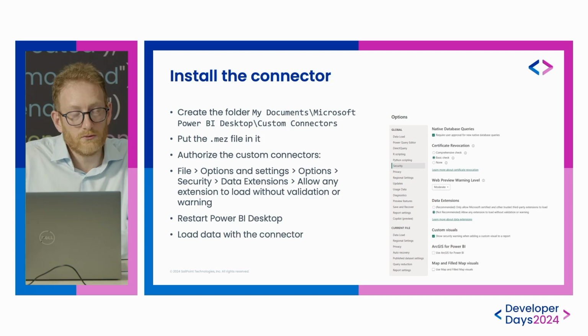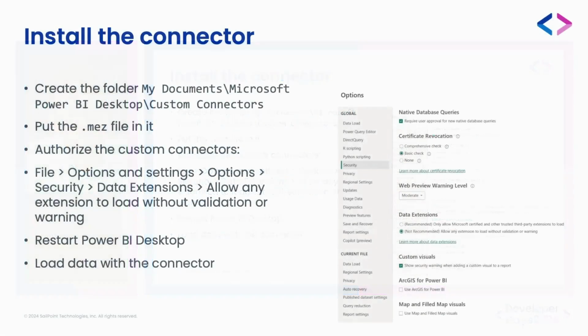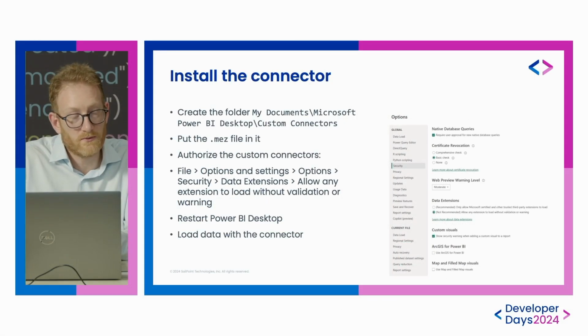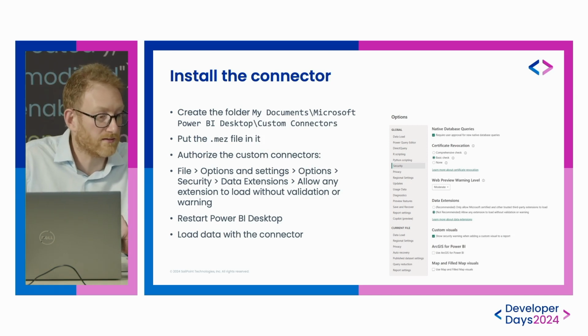So once you have done your custom connector, you can install it. It's actually copying the MEZ file to a certain folder on your desktop. You have to authorize custom connectors. I will show it to you. And if you have changed this security setting, you need to restart Power BI Desktop. Also, when you are updating the connector, you need to restart Power BI Desktop. This is why it's very interesting to be able to test your connector directly from VS Code, so you don't have to restart Power BI, because that can take some time, as I will show you.